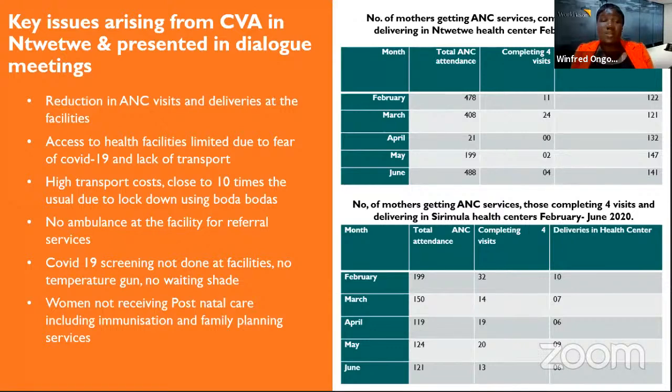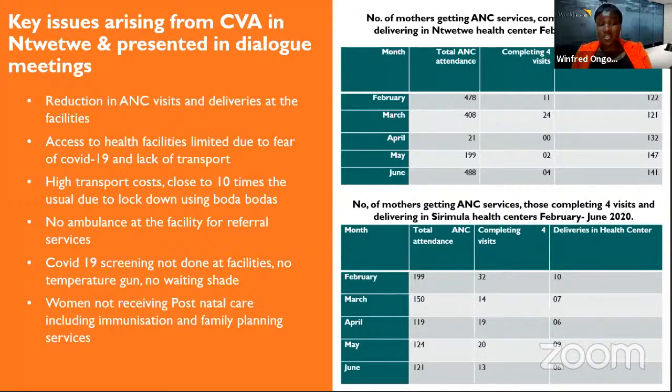So some of the issues that were presented in Ntwetwe are on this side, on the orange bit of the presentation. This shows the community voices: reduction in antenatal care visits and deliveries at facilities, and access to health facilities limited due to fear of COVID-19 and lack of transport.